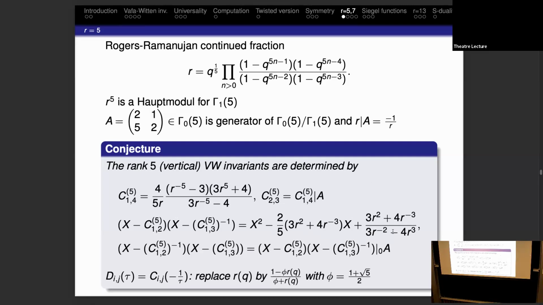And for the Dij, one applies -1 over tau to it, and it turns out that this corresponds to replacing R by (1 minus phi R) over (phi plus R), where phi is the golden ratio. Okay, so that's this rank 5 case, so it's rather cute. Also, one gets this nice continued fraction, this famous function.